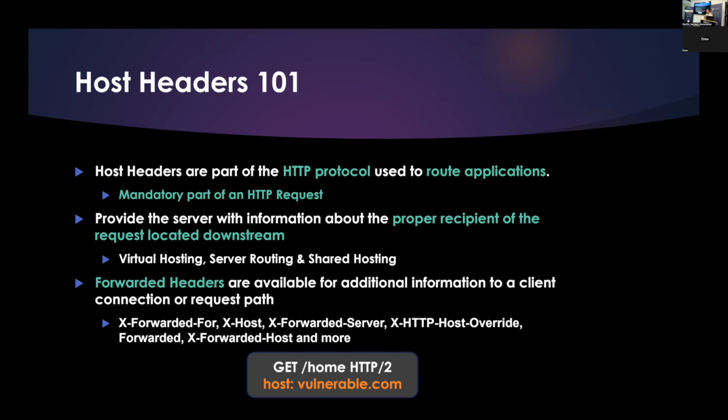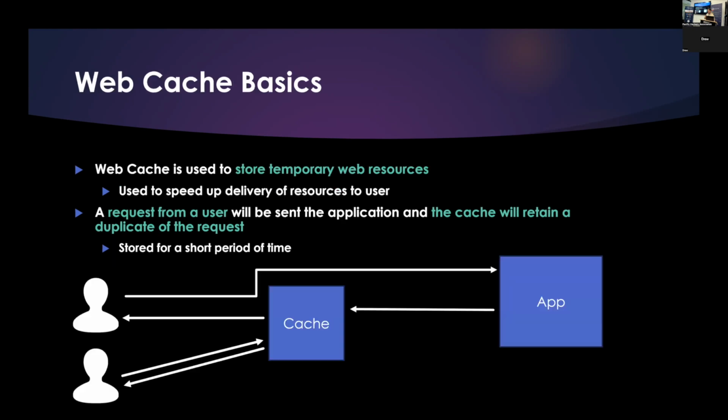Now, there's something called forwarded headers. I'm not going to get into what forwarded headers are because I am on a time limit and frankly, it's pretty boring. So forwarded headers are additional headers that can provide information about the request to the server. So popular ones are X-Forwarded-For, X-Forwarded-Host, X-HTTP-Method-Override, etc. But those will be important when we talk about vulnerabilities.